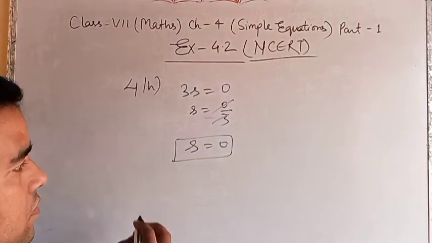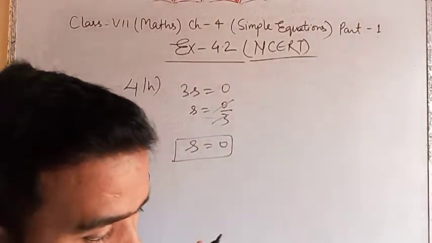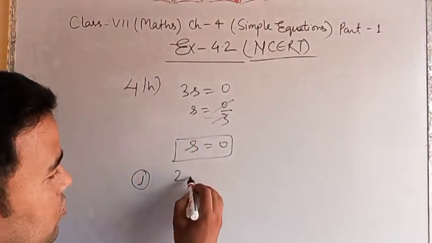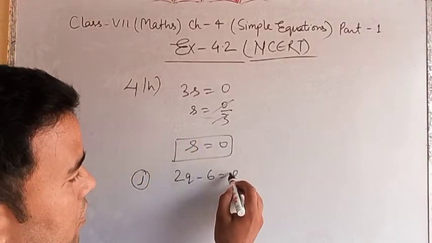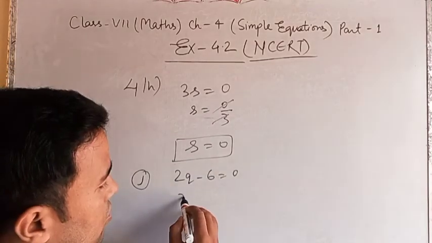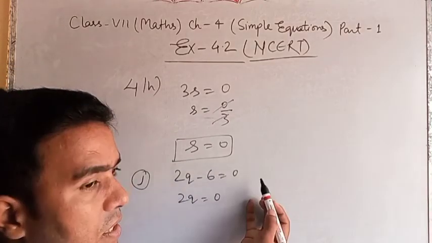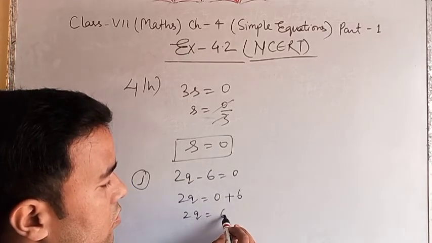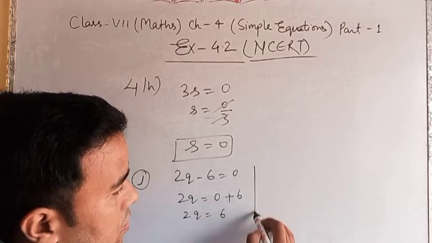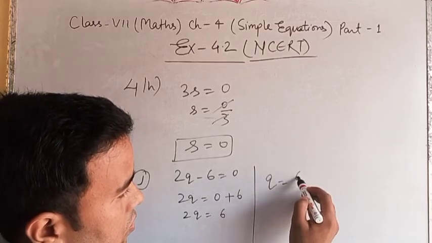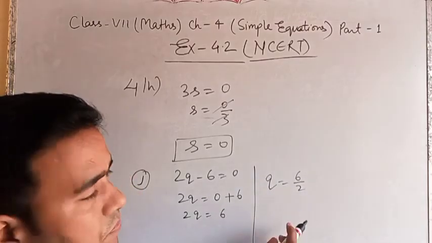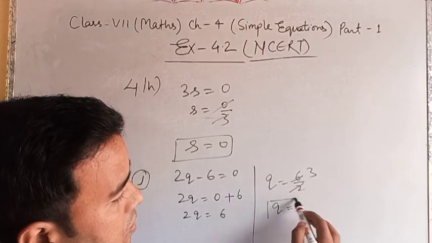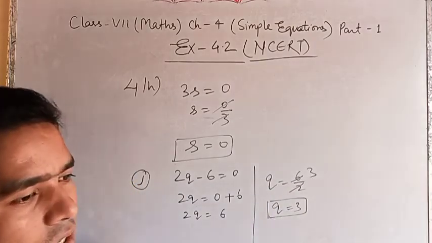J1, it is the last one. 2q minus 6 equal to 0. Clear? Find the value of q. 2q equal to 0 plus 6, there you will change the sign to plus 6. Then 2q equal to 6 plus 0 equal to 6. q equal to 6 by 2. Clear? 2 threes are 6. Then q equal to 3. Clear?